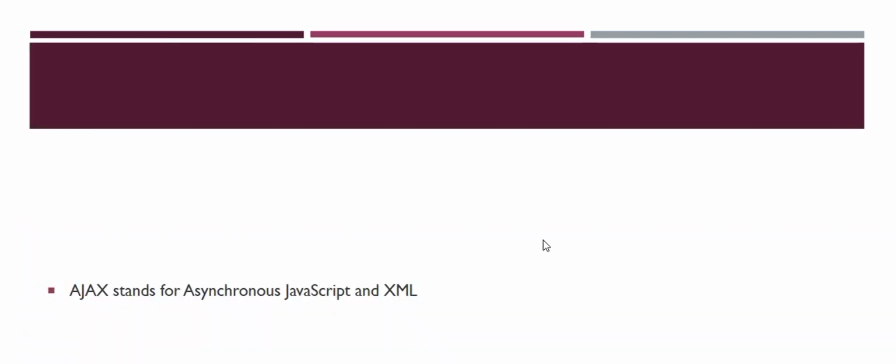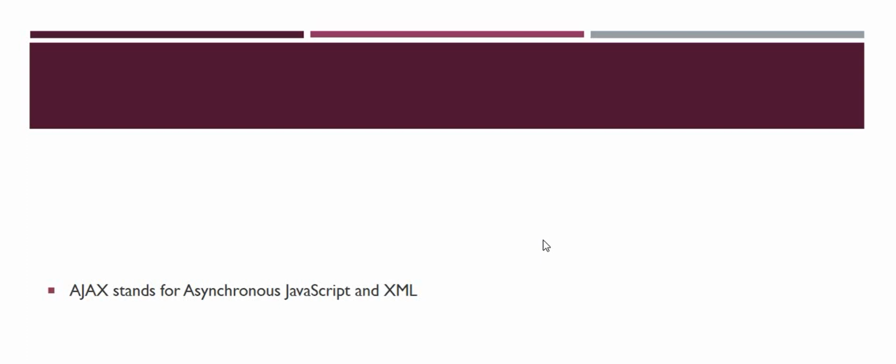So Ajax basically stands for asynchronous JavaScript and XML. It's a technique for creating better, faster and more interactive web applications with the help of XML, HTML, CSS and JavaScript and all other kinds of web stuff. So what exactly makes Ajax?